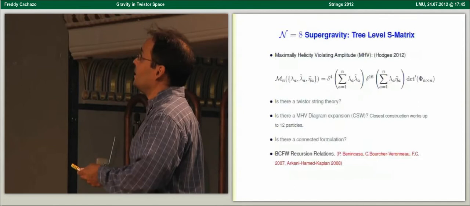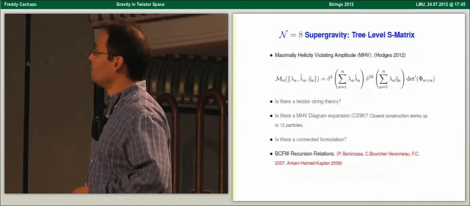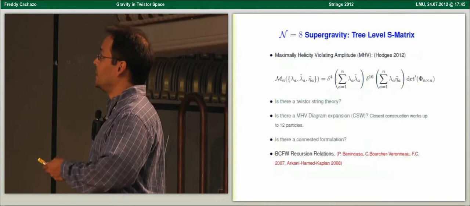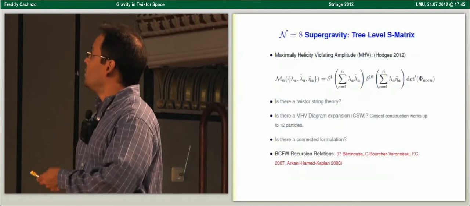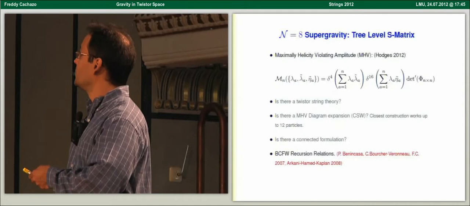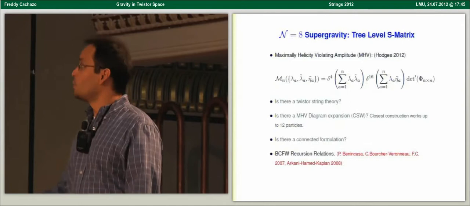So the natural questions are, is there a Twistor string theory? We don't know the answer to that. Is there an MHV diagram expansion, like the CSW expansion? We don't know the answer to that. The closest construction only works up to 12 particles. Is there a connected formulation for gravity? Well, a bit of good news is that there are BCFW recursion relations for gravity, which were proven in 2007 and 2008. Now, the purpose of this talk is to fill one of these gaps.